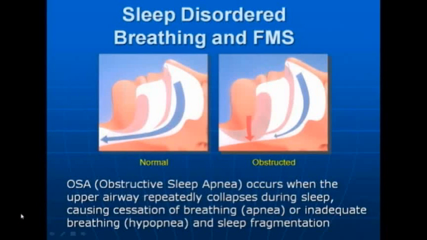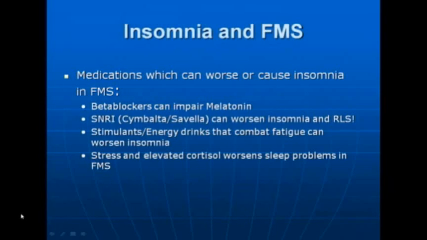Medications that worsen and cause insomnia, such as beta blockers, which are commonly given. Beta blockers such as propranolol, Inderal, metoprolol, atenolol can be given in patients with high blood pressure, mitral valve prolapse, a number of other conditions. It can be helpful for tremor, but they can impair melatonin production and sometimes worsen insomnia.